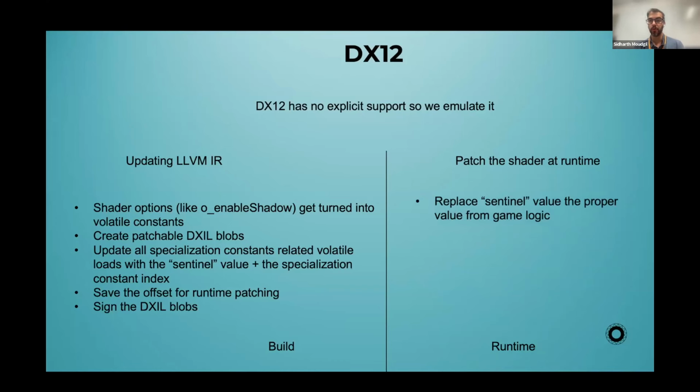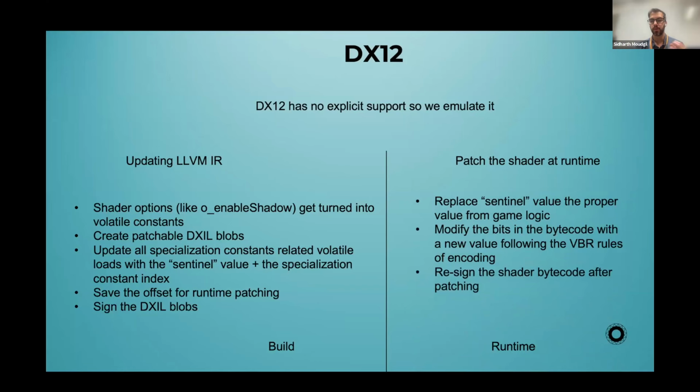Then on the runtime side, we replaced the sentinel value with the actual value based on the game logic. So in this case, if your mesh doesn't have shadows, or if it does have shadows, we'll replace it with a 0 or a 1. We essentially modify the bits depending on how it's encoded. We reassign the shader bytes and we just give it to the driver. And in this way, we essentially hacked shader specialization support into DX12. And the great thing is, as far as you're concerned, you run the game on any backend and it just works.